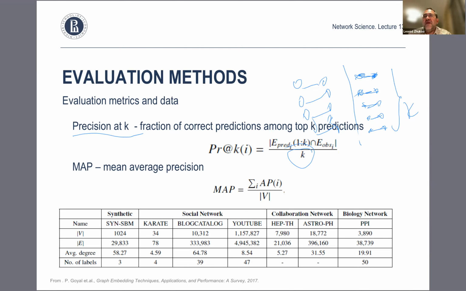Then they also use the metric called mean average precision. They just take this precision and average it. So it's precision at K, summed over K, averaged.